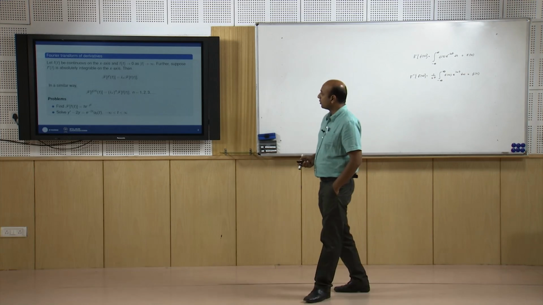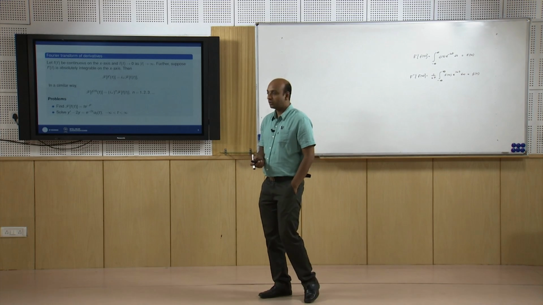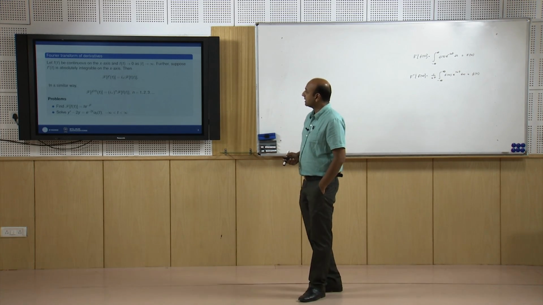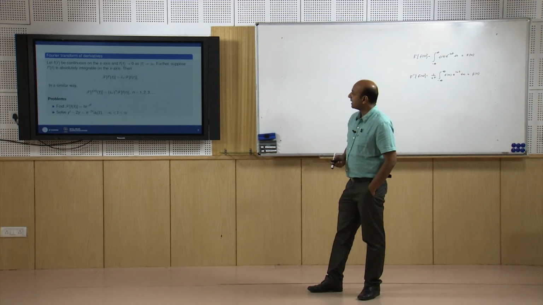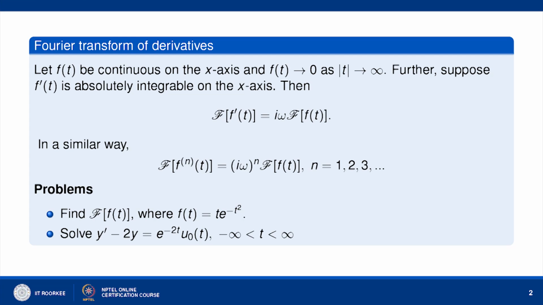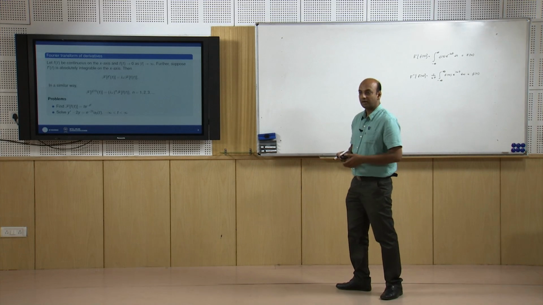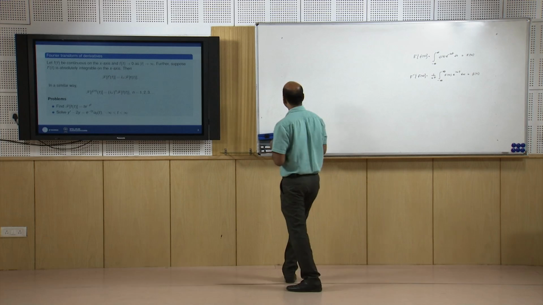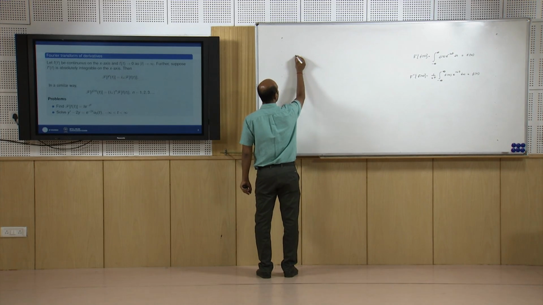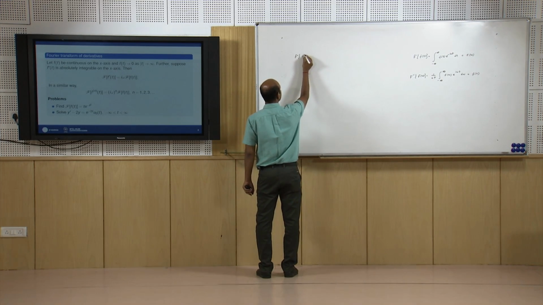First of all, the Fourier transform of derivatives. Let f(t) be continuous on the x axis and f(t) tending to 0 as |t| tends to infinity. Now, further suppose f'(t) is absolutely integrable on the x axis, then the Fourier transform of f'(t) is given by iω times the Fourier transform of f(t). This is very easy to prove.